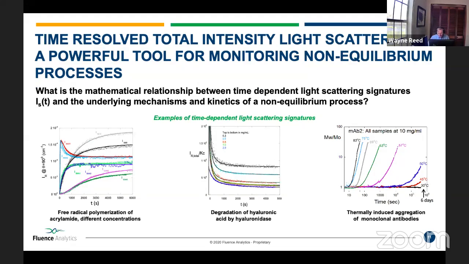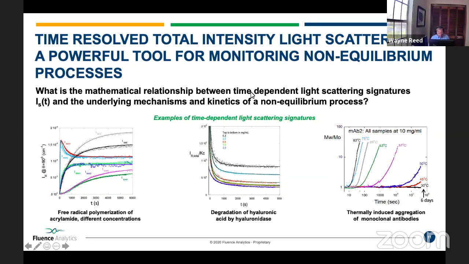Okay, so this instrument is really best suited for watching processes where you have a change in time. Again, we can do equilibrium, I'll show that, but down the bottom here, going from left to right, you can see the total intensity of the light scattering. That's the Rayleigh ratio, I sub R, as a function of time. This is for free radical polymerization of acrylamide, doing different concentrations and different effects.